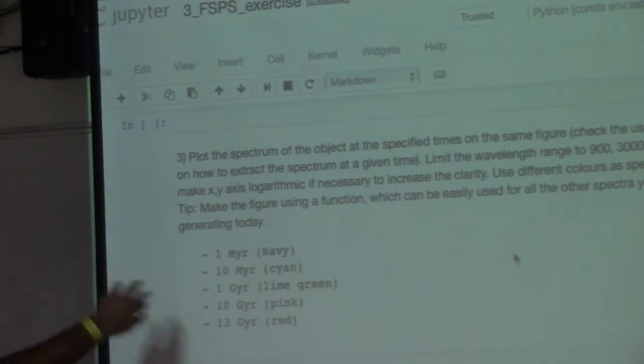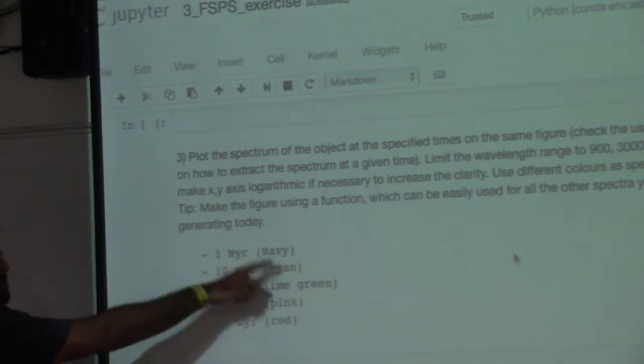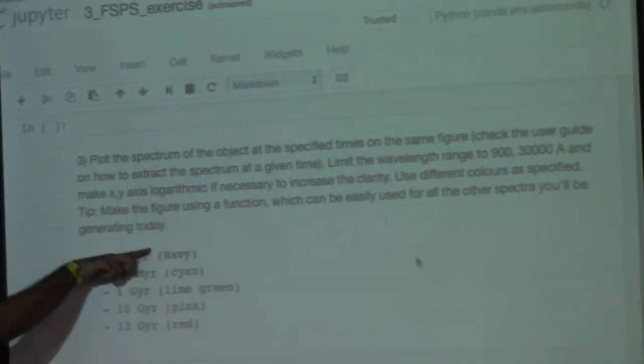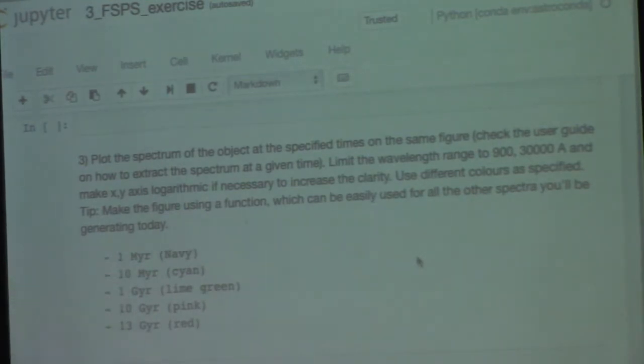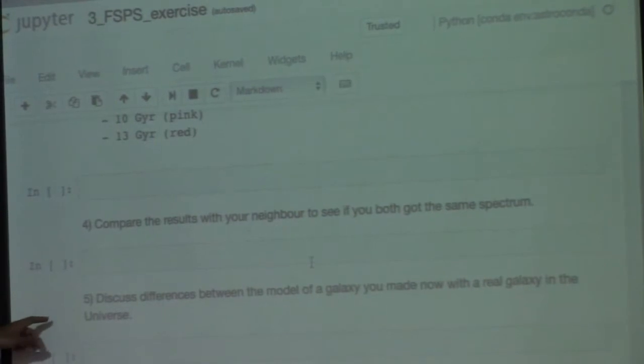If you are looking at a galaxy which is actively forming stars, you would see something like these two. But if you are looking at a galaxy which is around our neighborhood, around our Milky Way, which is older, you will see something like this. So if you make it on the same figure, you can see how the spectrum changes with time when there is only one single starburst without any star formation after that.